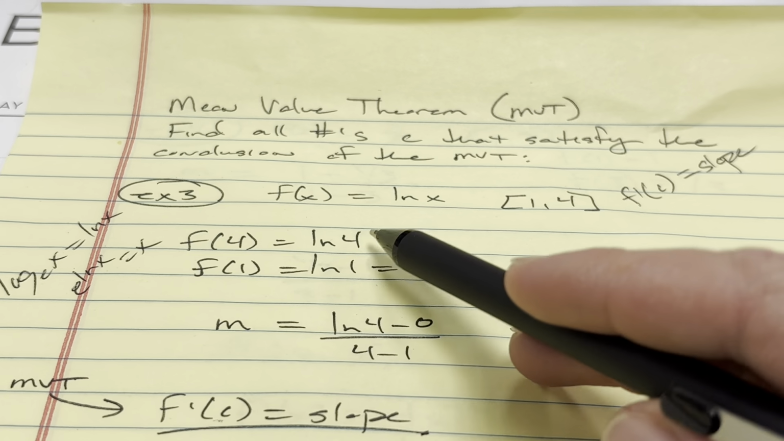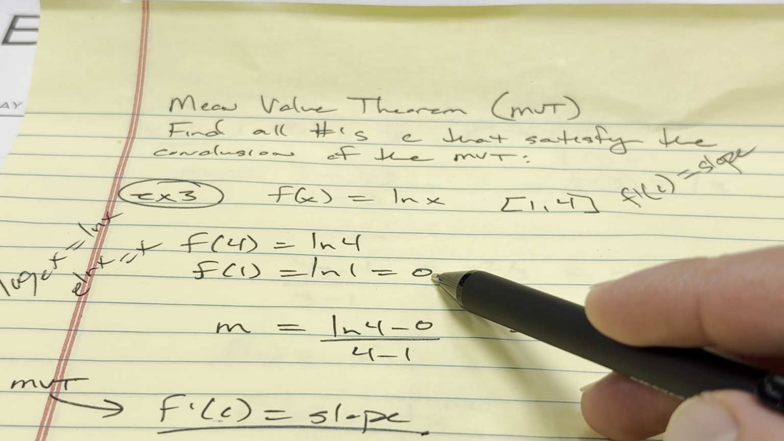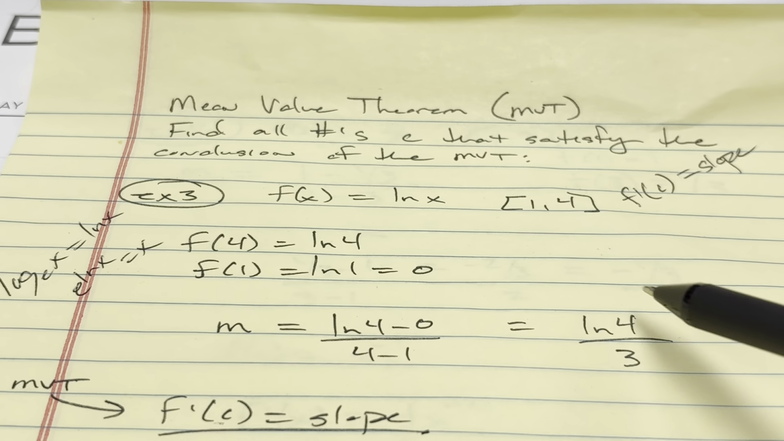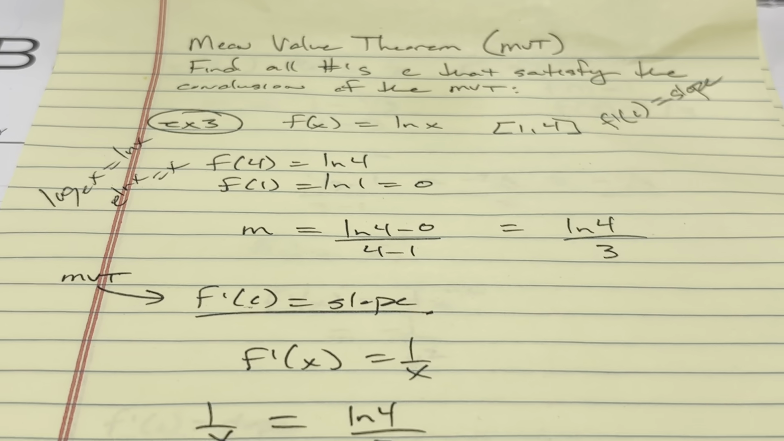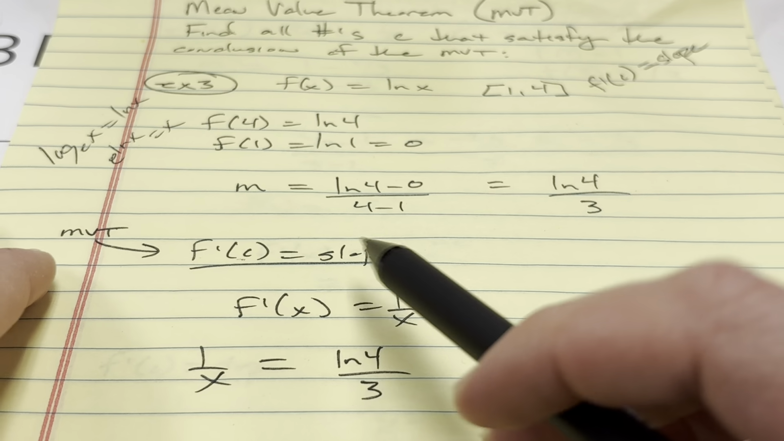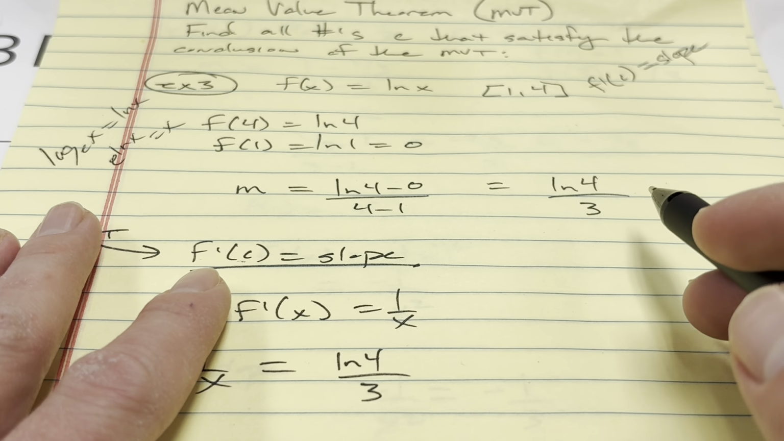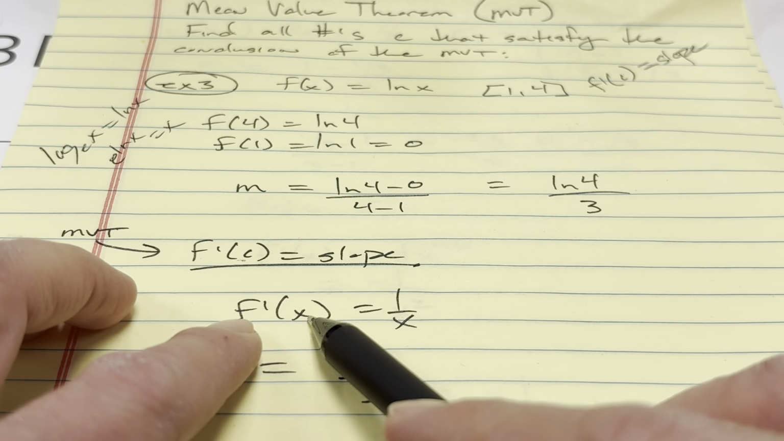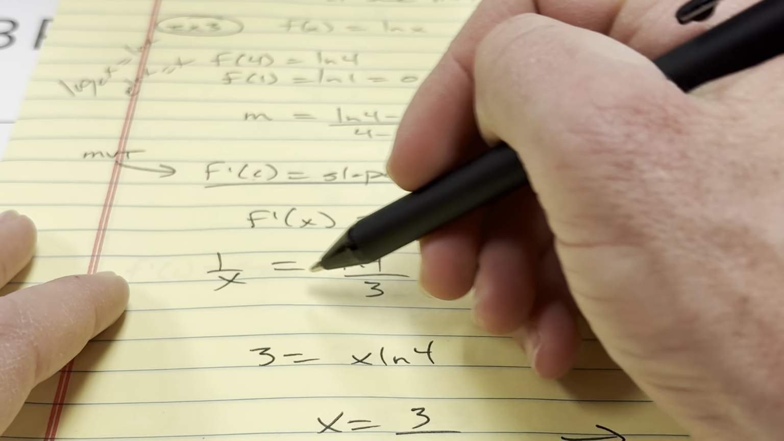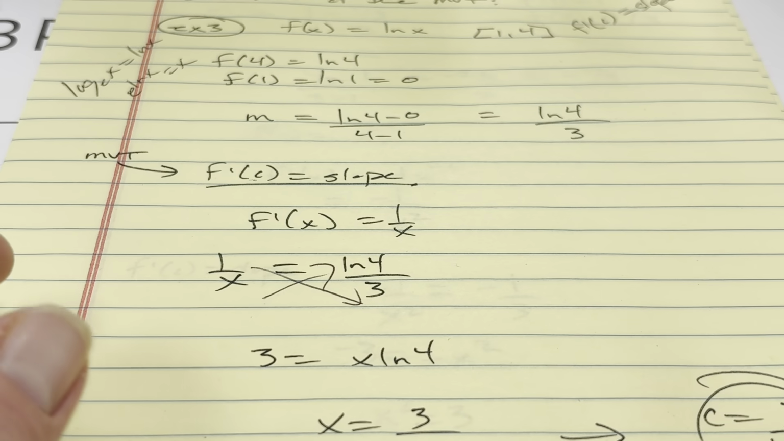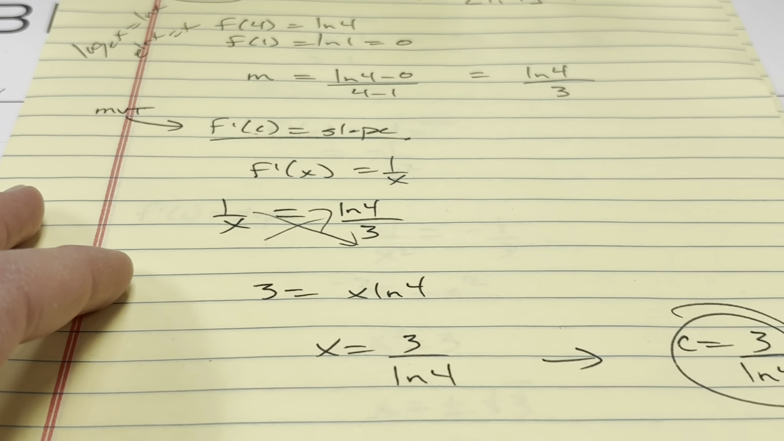Okay, so what's the slope? Natural log 4 minus 0 up top, 4 minus 1 down below. We're going to see something like this here soon as well. Natural log 4 over 3. Cool. That's slope. And then f prime of C is equal to slope. That is, in layman's terms, the mean value theorem. So f prime of x, that's an easy one. 1 over x. Let's go. So we set 1 over x equal to slope. And then cross multiply. 3 is equal to x natural log 4. We're going to divide both sides by natural log 4.